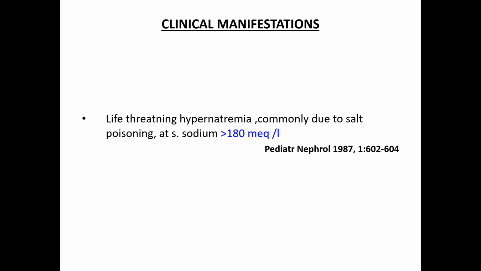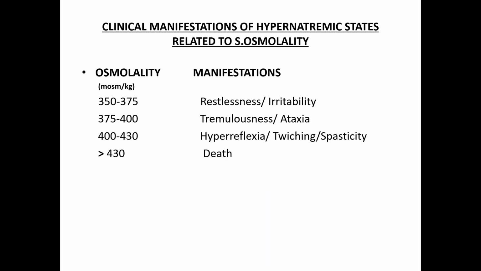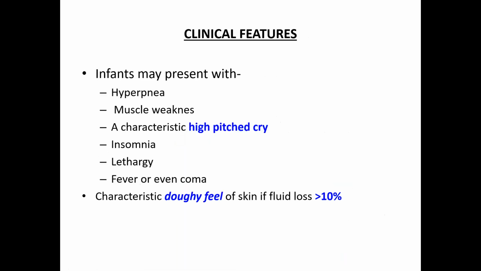At this time, you can imagine that the brain will be squeezed out of the water. All the water will be taken out of the cells. So it is the osmolarity which determines if the patient has symptoms. So 350 is a sodium of around 180, isn't it? Restlessness and irritability happen when the sodium crosses around 200, at which time the patient can even die. So the mortality rate is actually quite high.